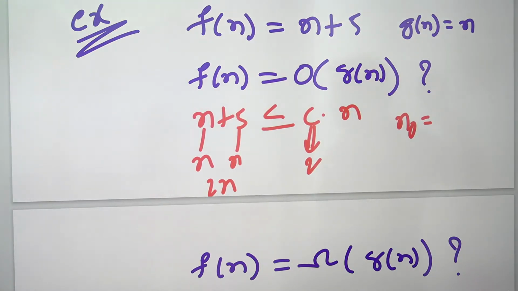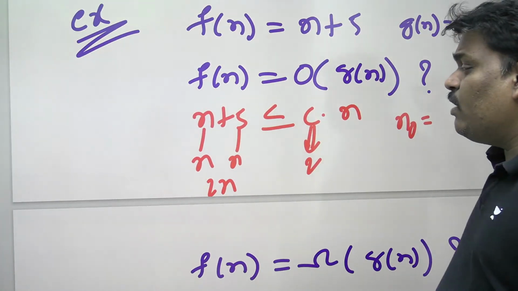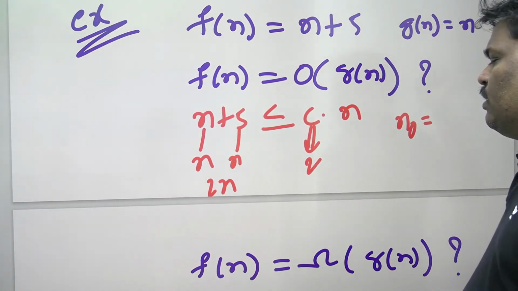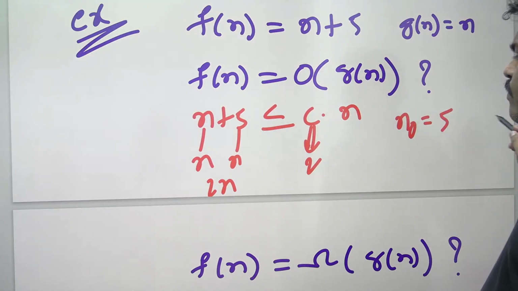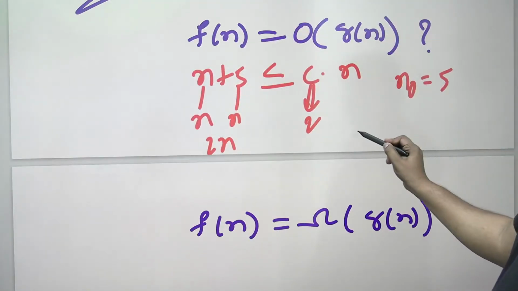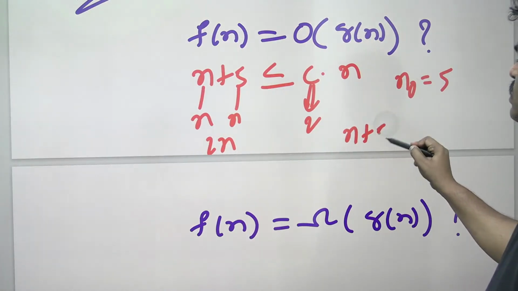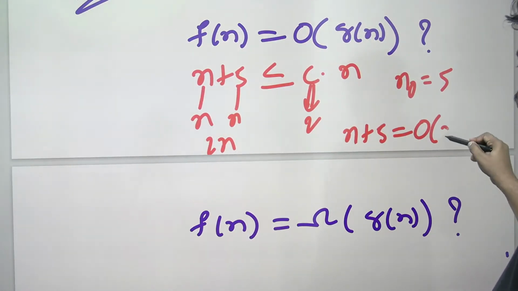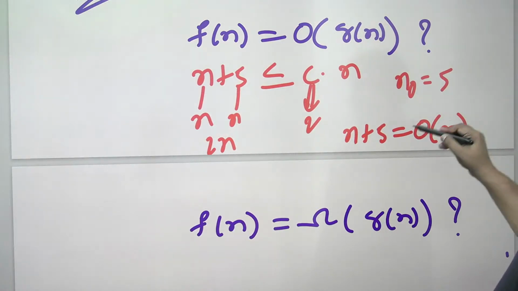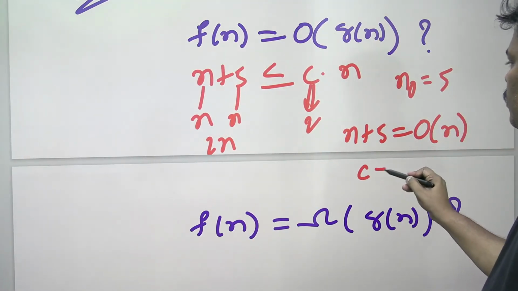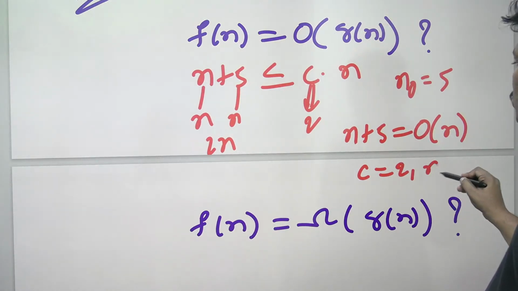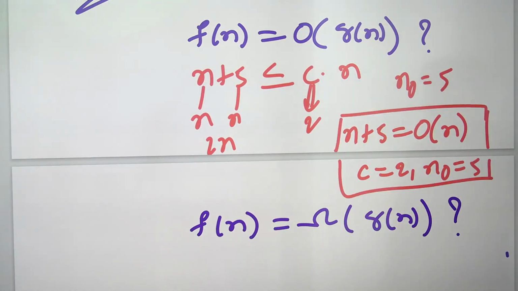N0 value 3, right? 3 working, 3 plus 5 is 8, 2 times 3 is 6, no. N value 4 working, 9 no. N value 5 working, 10. Yes, I think 5 onwards working. So the final conclusion: n plus 5 is big O of n, possible. Can you help me now? What is the C value? 2. What is the n0? 5. So big O is possible.